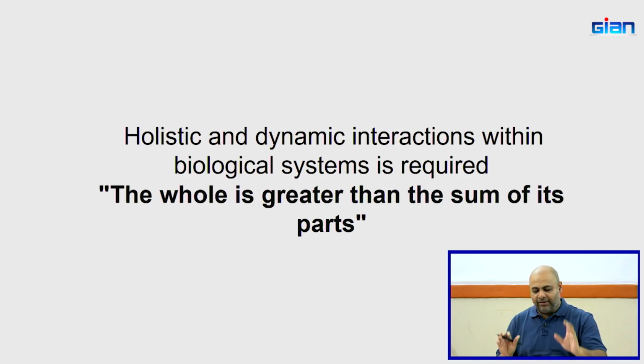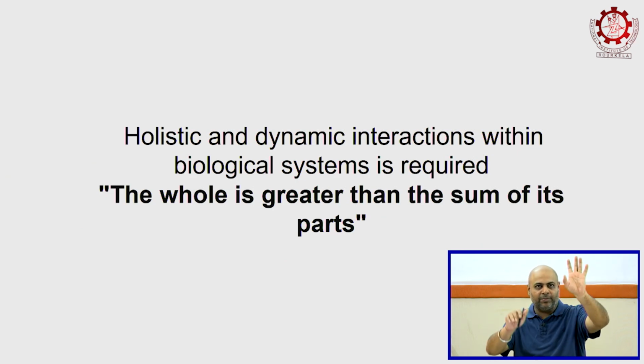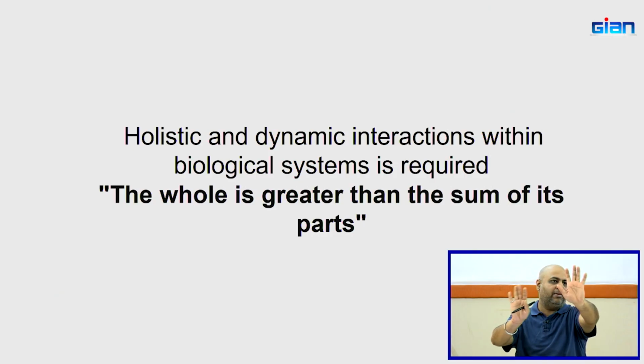Now, it comes to the systems biology part. So, holistic and dynamic interactions within the biological systems are required. So, the whole is greater than the sum of its parts. What it means is understanding the whole of an E. coli, let us say. I do not want to understand just one pathway of the E. coli, I would like to study the whole metabolic pathway of the E. coli. What are the different pathways that are there, and how they are mapped.